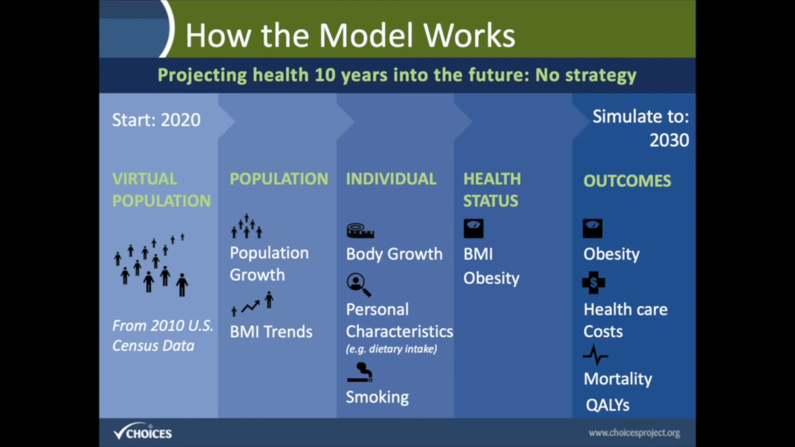At the individual level, we look at body growth, so how height and weight changes over time, as well as how other characteristics change over time. So smoking patterns and also dietary intake patterns over time. Based off of these, we then estimate what the obesity category is for each individual, and then we aggregate that up to the population level to get population estimates of obesity, healthcare costs, and then also obesity-related mortality and quality-adjusted life years. This is for the baseline scenario.